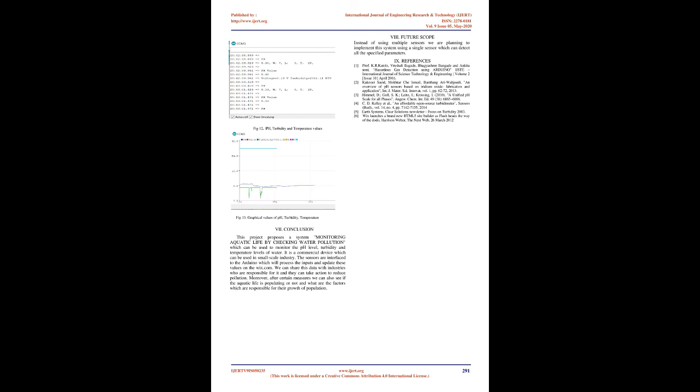7. Conclusion. This project proposes a system for monitoring aquatic life by checking water pollution, which can be used to monitor the pH level, turbidity, and temperature levels of water. It is a commercial device which can be used in small-scale industry. The sensors are interfaced to the Arduino, which will process the inputs and update these values on the Wix.com.